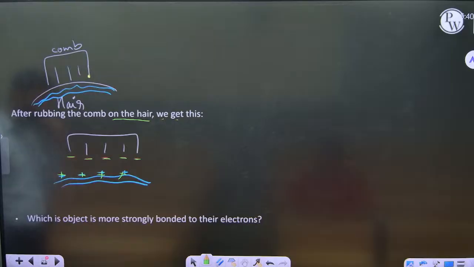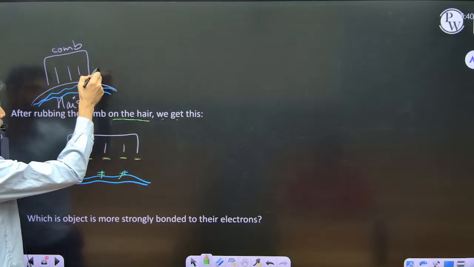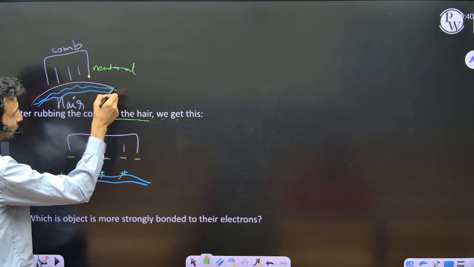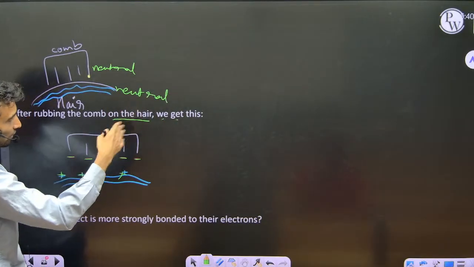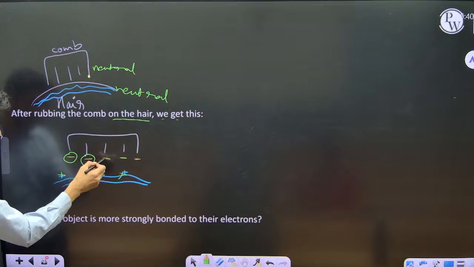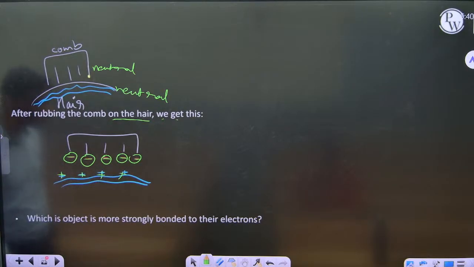Now if I ask you, earlier when I introduced the comb, it was neutral. It didn't have any charge. This was also neutral. But after rubbing it on the hair, it got negative charge, right? So which charge got transferred from one object to the other object? Can it be positive charge or negative charge? Negative, because electrons have negative charge, right? And electrons can travel. Can positive charges travel? No, because they are in the nucleus, right? They can't travel. So very good.